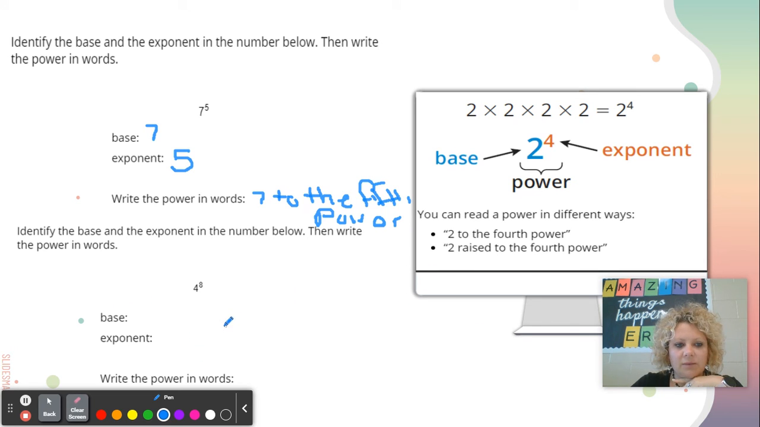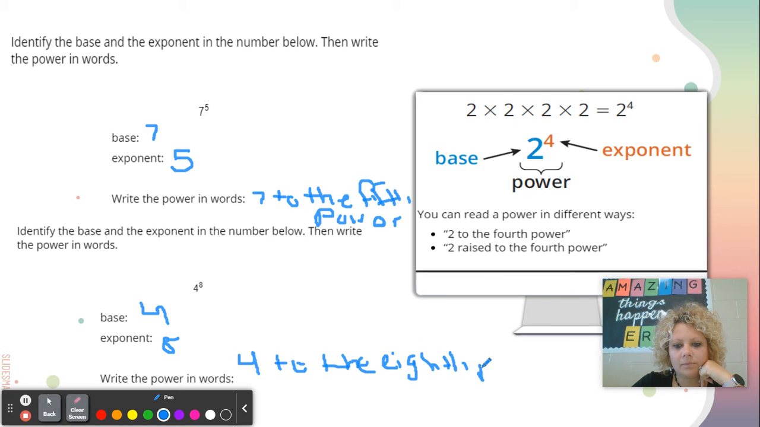Now let's look at the next one. My base is going to be 4. My exponent is going to be 8. And I could say this is 4 to the 8th power. Sorry guys, my handwriting's a bit sloppy. Okay, so 4 to the 8th power.